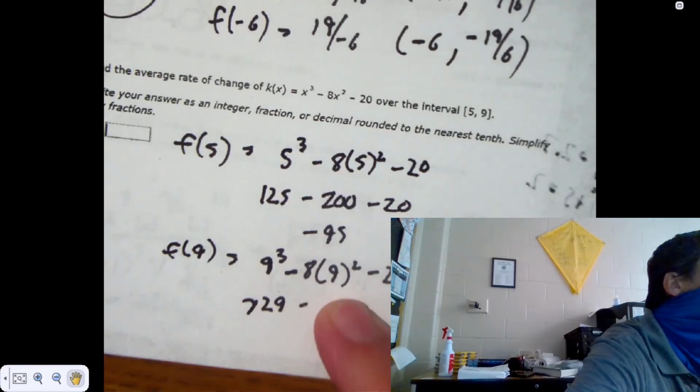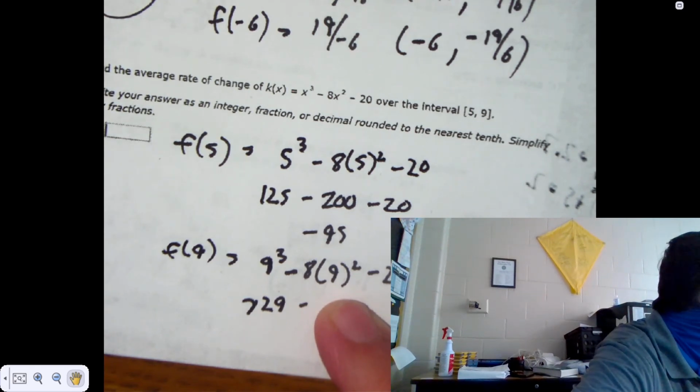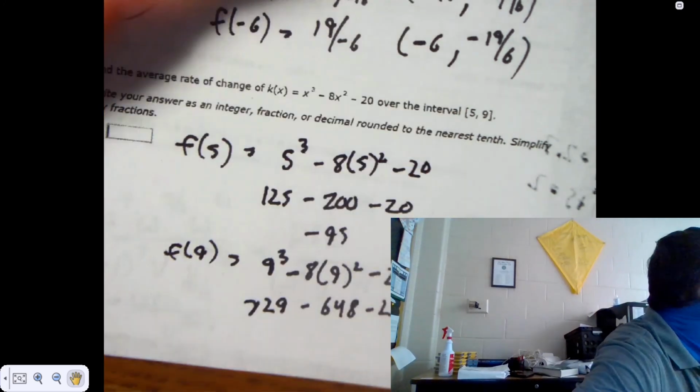Here you got 9 squared, that's 81. Got to multiply it by 8. It's 81 times 8. What's 8 times 8? What's 8 times 1? So what's 81 times 8? 648. That's 20.